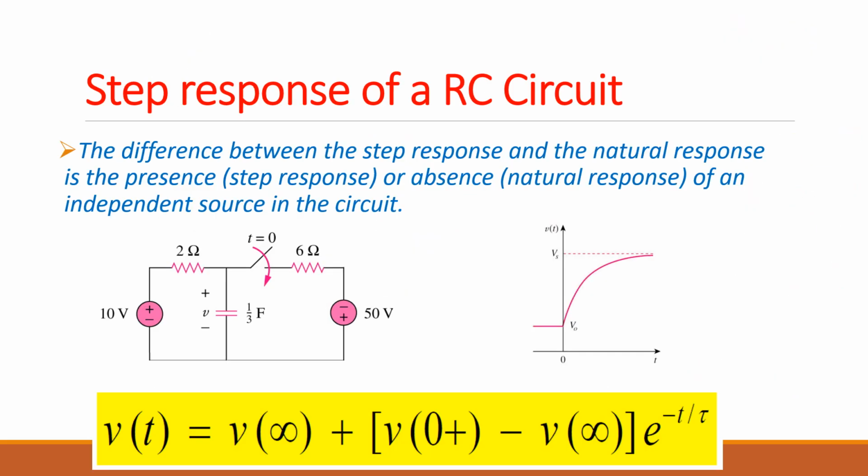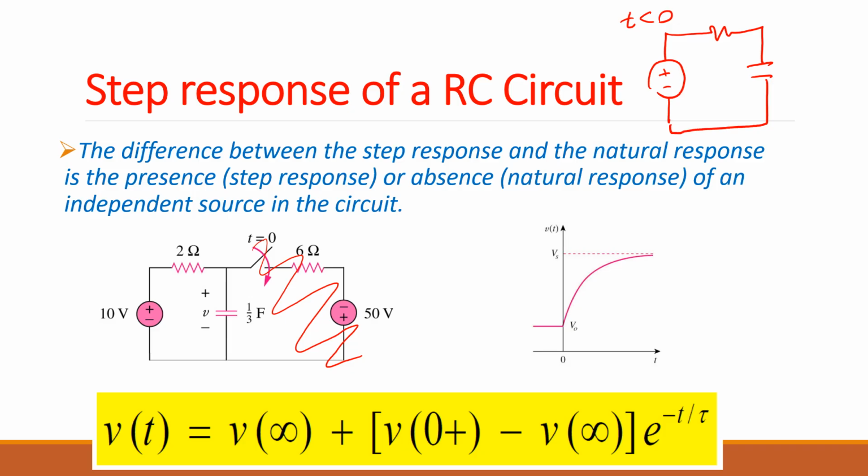This we call the step response of RC circuits. The difference between the step response and the natural response is the presence or absence of an independent source in the circuit. So if you draw the circuit when the time is less than 0, can you tell me what is the circuit? The switch was open for a long time, isn't it? So when the switch was open, this part of the circuit is not there. Agree? So your circuit will look like this before closing the switch.